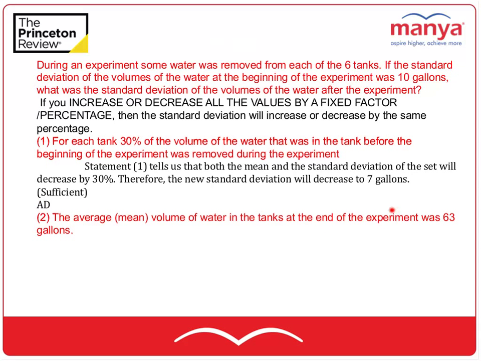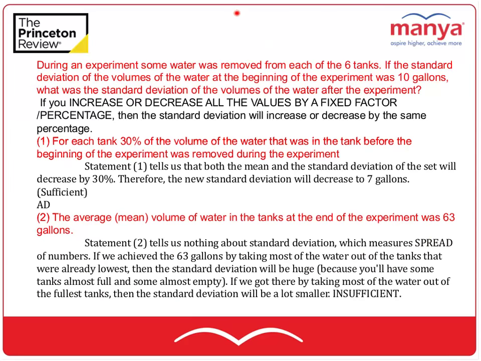Is this statement sufficient to get your answer? What is the question asking for? Standard deviation of the volumes of the water after the experiment. Since you know the total and the average after the experiment, is this sufficient to get the standard deviation? Because we do not know the spread of the numbers, right?